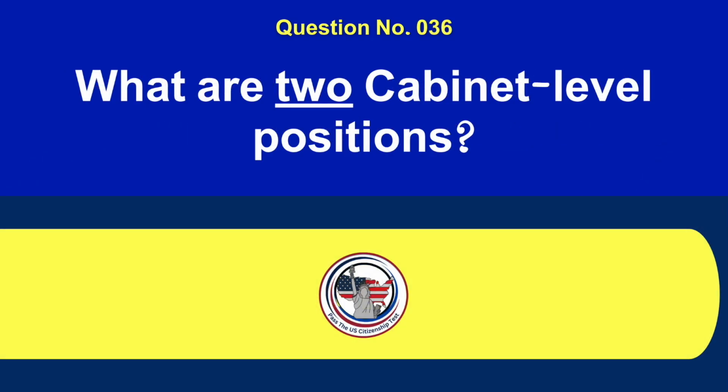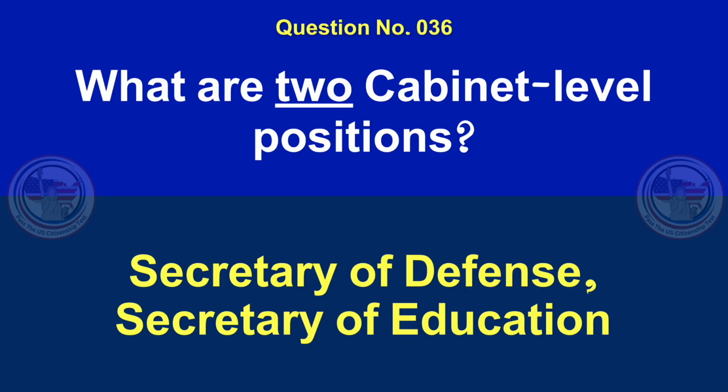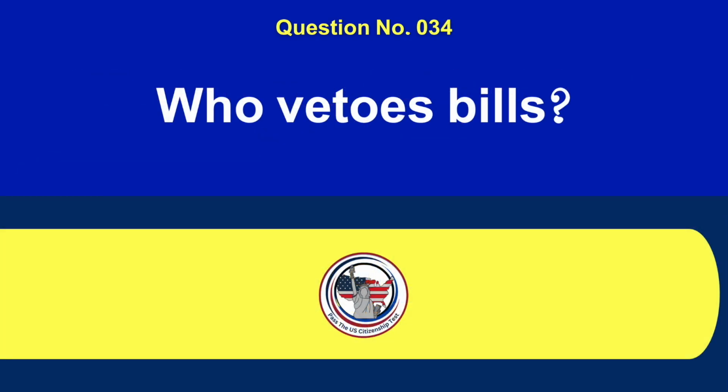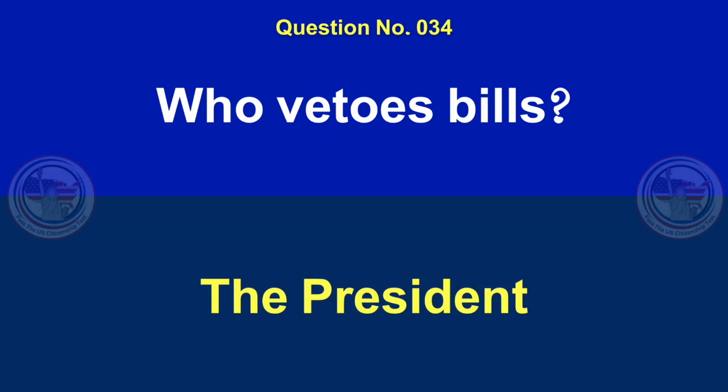What are two cabinet-level positions? Secretary of Defense, Secretary of Education. Who vetoes bills? The President.